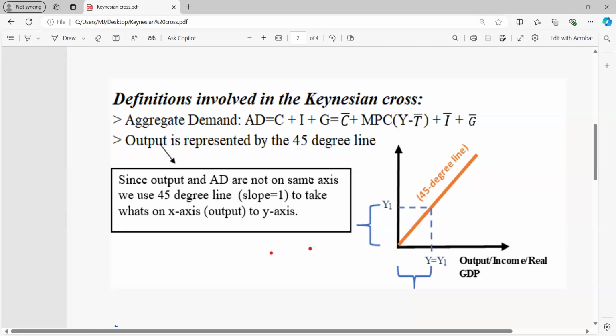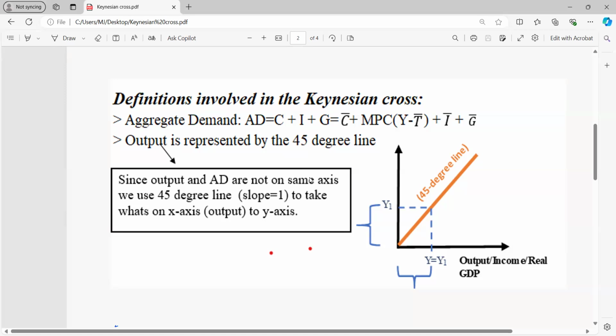represented by a 45-degree line. The 45-degree line has a slope of 1. Now, why do we need this? This is because when you're plotting the Keynesian cross graphically, on the vertical axis we take aggregate demand, and on the horizontal axis we take our output or income or real GDP, because output, income and real GDP all mean the same thing.